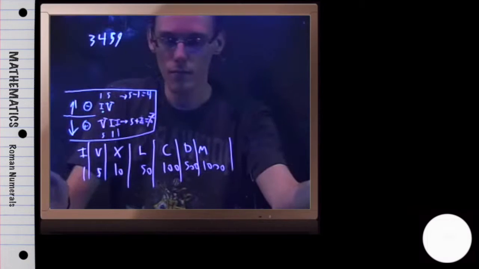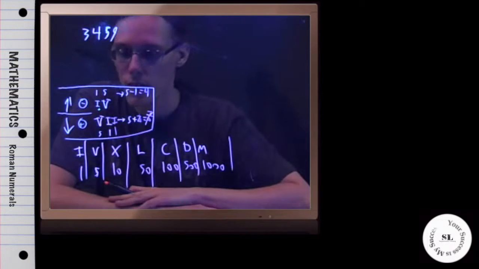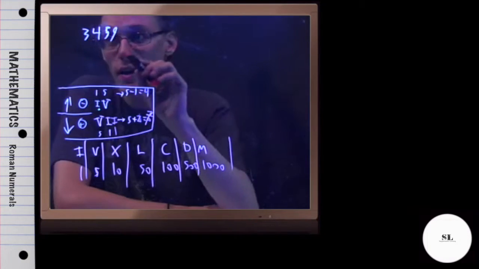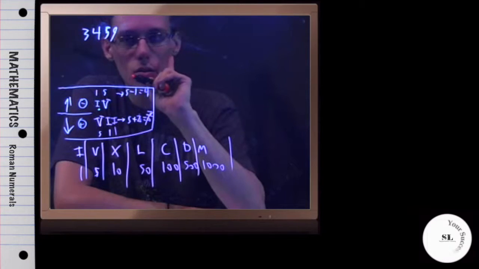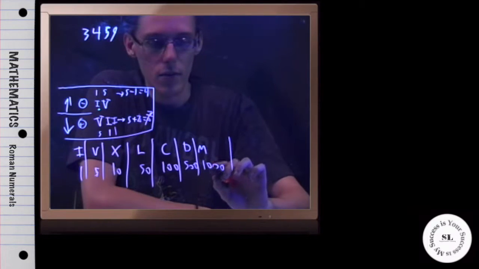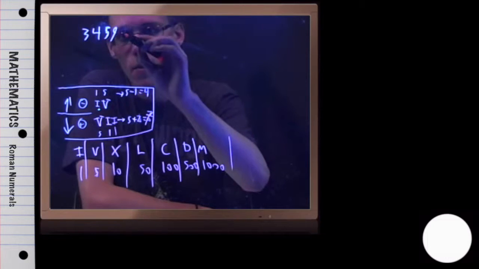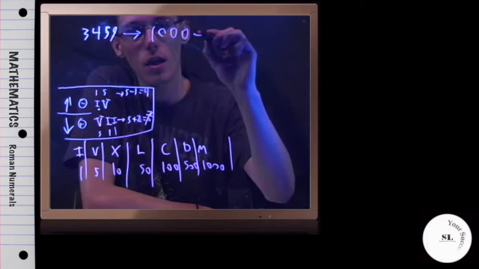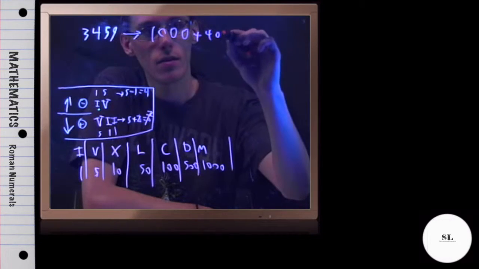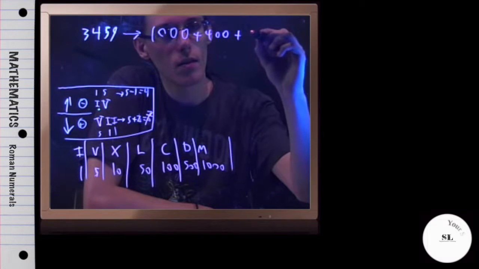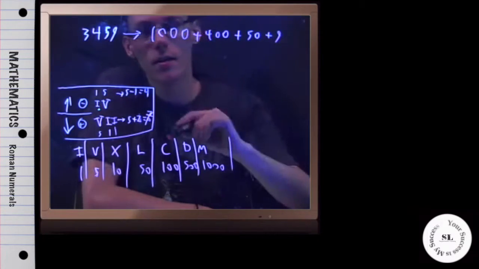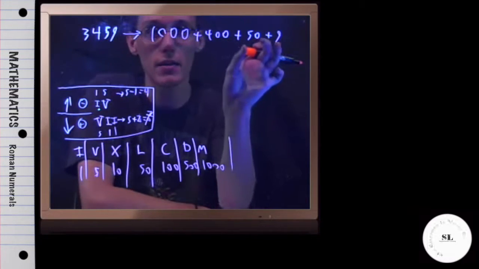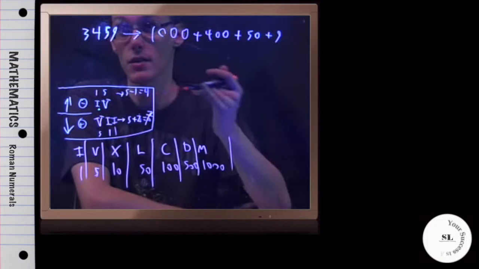Now, if I want to convert this numeral right here into Roman numerals, I need to figure out how to write 3,459. So, if I want to write 3,000, I'll just need 3 m's. Or in fact, you know what? Let's split this up a little bit. Let's just say this is 3,000 plus 400 plus 50 plus 9. Because if I do that, I can focus on figuring out how to write each individual piece instead of trying to split this up in my head as I go.